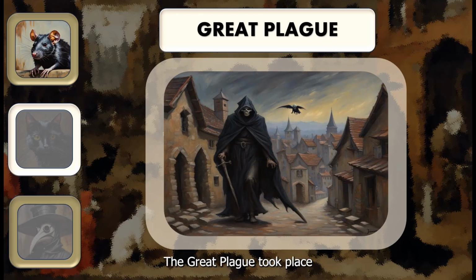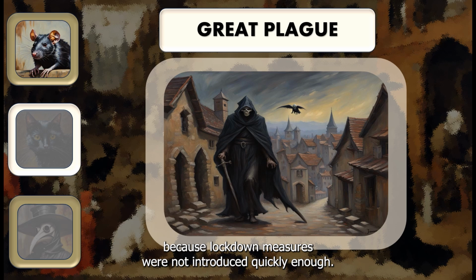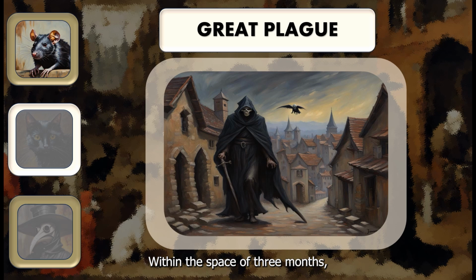The Great Plague took place during the hot summer of 1665. It began in London, but quickly spread across the country, because lockdown measures were not introduced quickly enough. Within the space of 3 months, it killed approximately 100,000 people in London alone, which constituted 1/5 of the city's population.